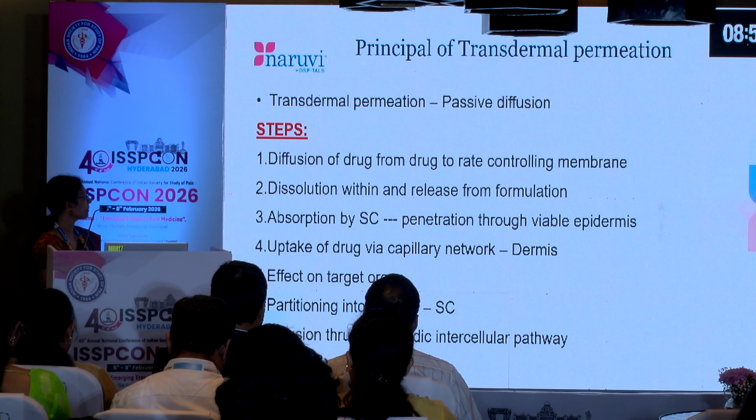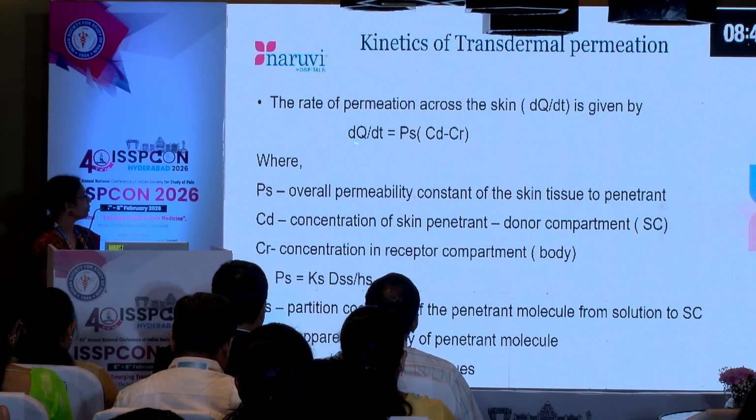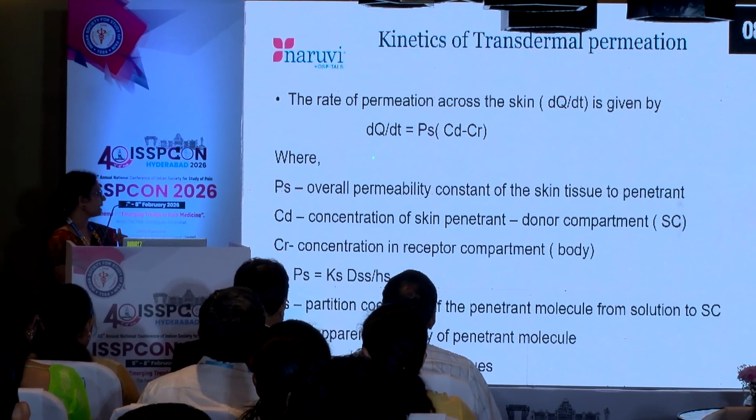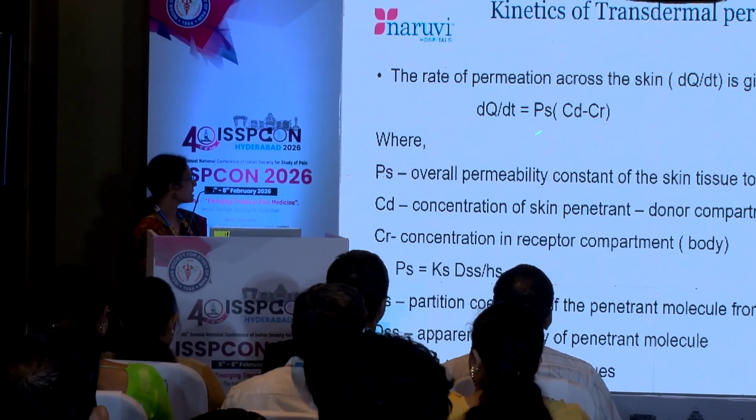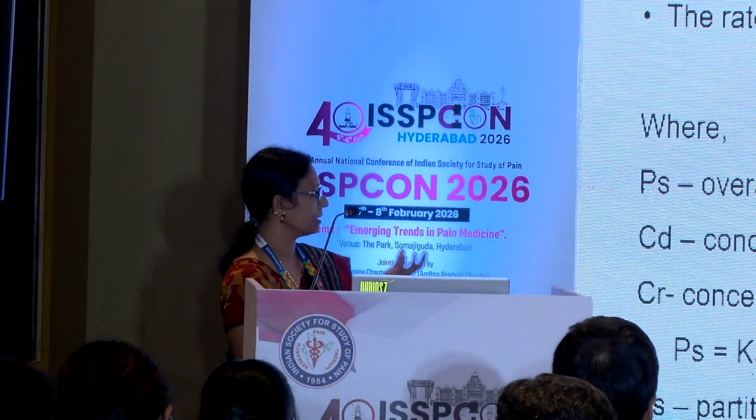These are the steps that I have already mentioned, so I am just skipping through. So this is a simple equation. dQ/dt is the rate of permeation, the rate at which the drug goes inside. This is a permeation constant. CD is the drug concentration in the donor compartment, that is the patch, and CR is in the receptor compartment, that is in the body. So at all times the CD has to be maintained higher. That's when the passive diffusion happens. And the more the thickness, the less the penetration. The less the thickness of the skin, the more penetration.